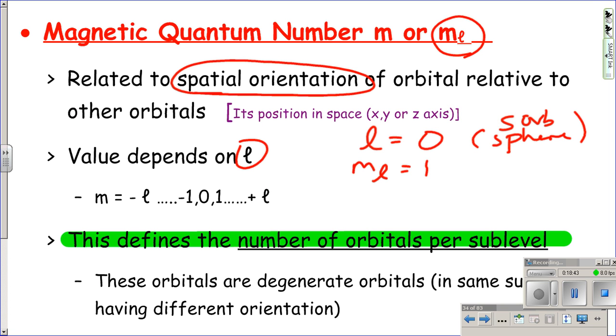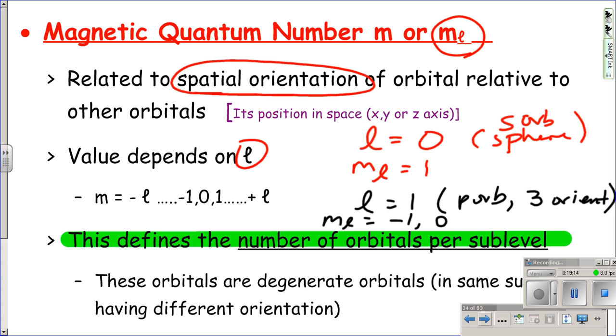Okay, let's do another one. If you have an L number of 1, which orbital are you? You're the P orbital. How many different orientations does a P orbital have? 3, X, Y, and Z. Yeah? So you have 3 orientations. So you get 3 ML numbers. ML can be from negative L to plus L. L is 1, so it's from negative 1 to 1, which includes 0.